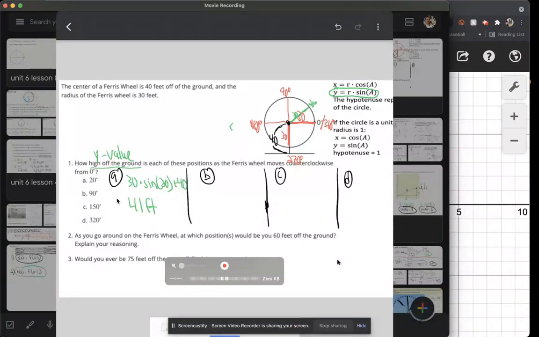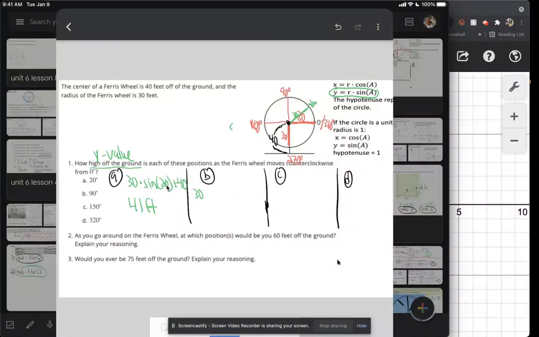Okay. Now for B, C, and D, I'm literally going to do the exact same thing I just did here, except I'm just going to change the angle measurements. So this is going to be 30 times sine of 90 plus 40. This will be 30 times sine of 150 plus 40. And this will be 30 times sine of 320 plus 40.